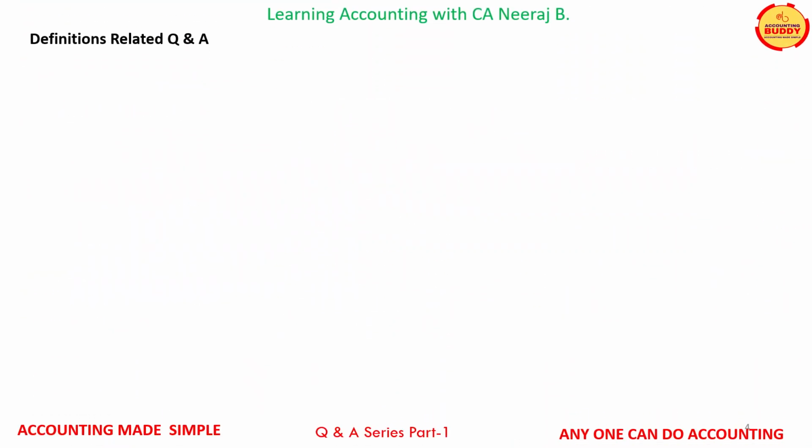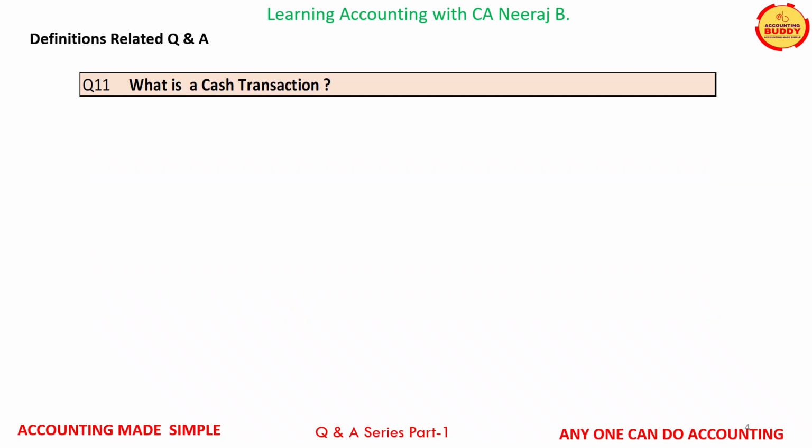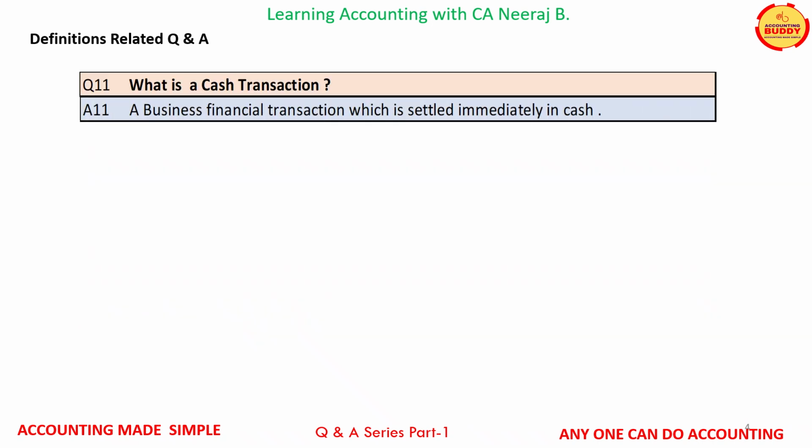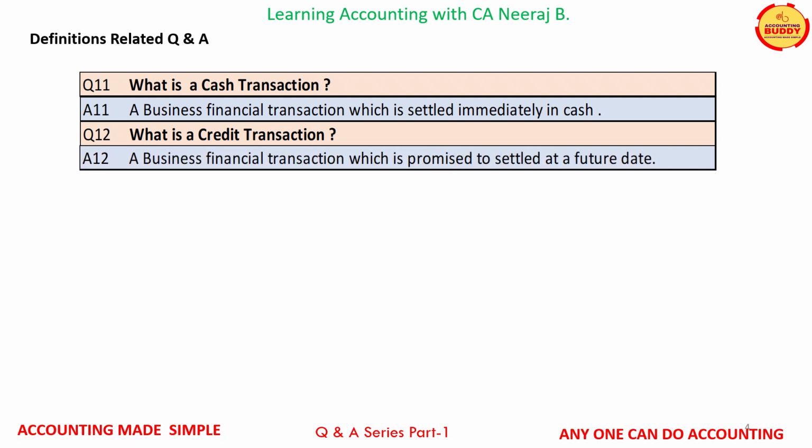In this section, we will address the questions and answers related to definitions. Question number 11 is on your screen. What is a cash transaction? A business financial transaction which is settled immediately in cash is a cash transaction. Question number 12. What is a credit transaction? A business financial transaction which is promised to be settled at a future date is termed a credit transaction.